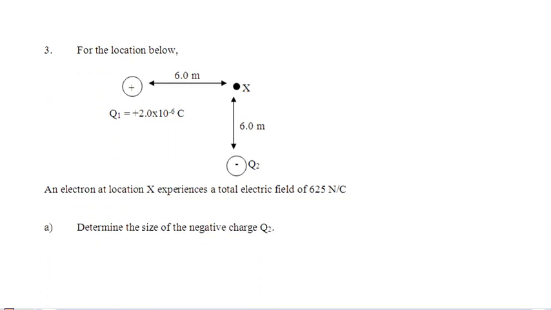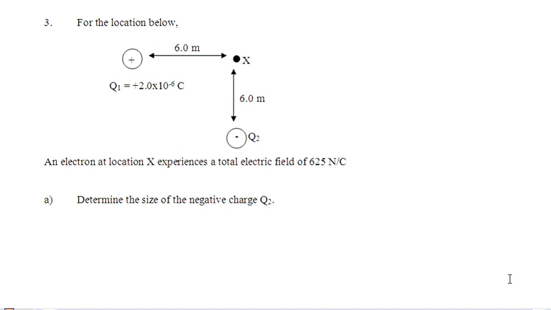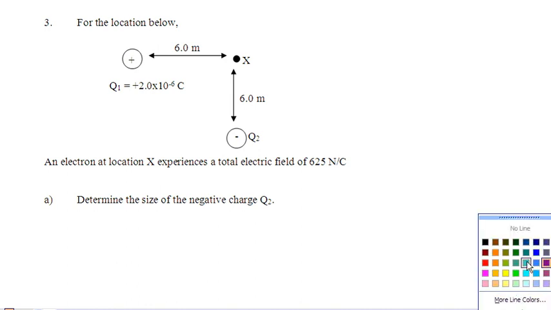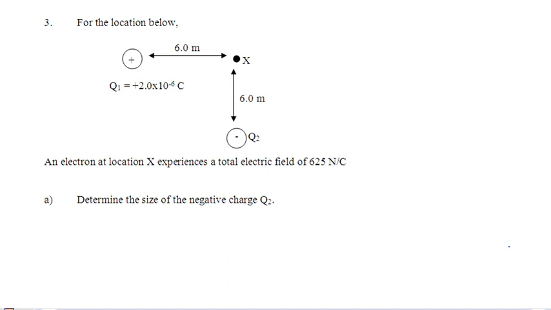This one is all about fields and forces, and hey, if we're going to do one question on fields and forces, we might as well do a 2D one, because it can sometimes be like this. So you've got this spot, location X, and there's a Q1 and a mystery Q2 down below you there. They're both 6 meters away, and we're told that there's a total electric field of 625 newtons per coulomb. And the first thing that we're going to try to figure out is, well, how big is this Q2?